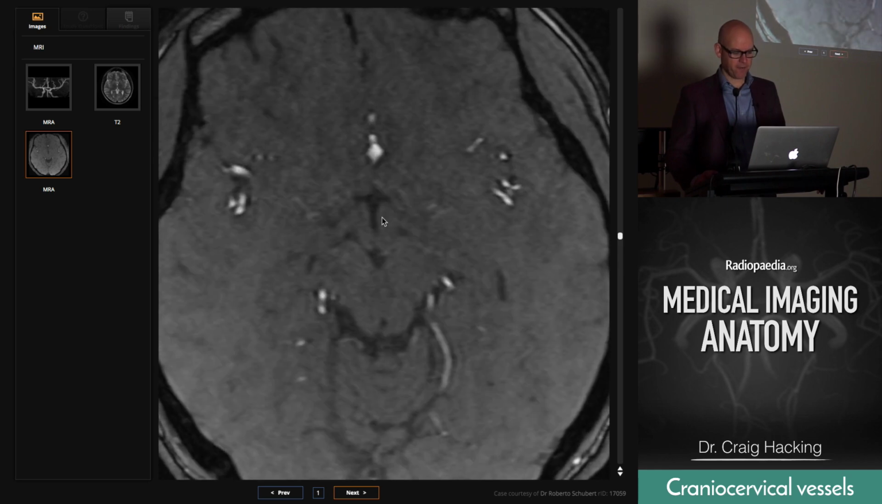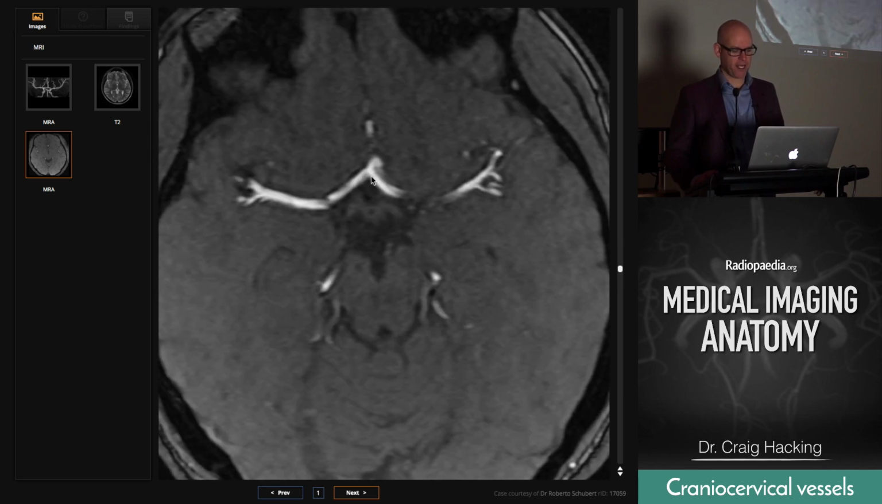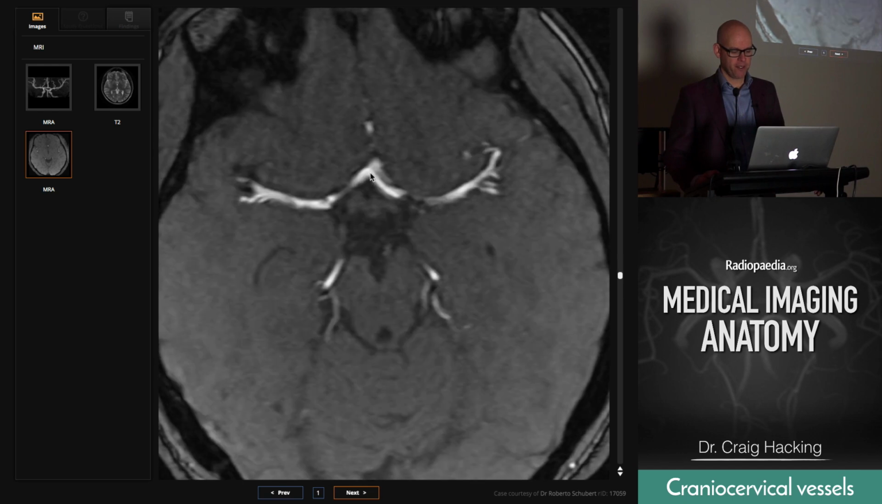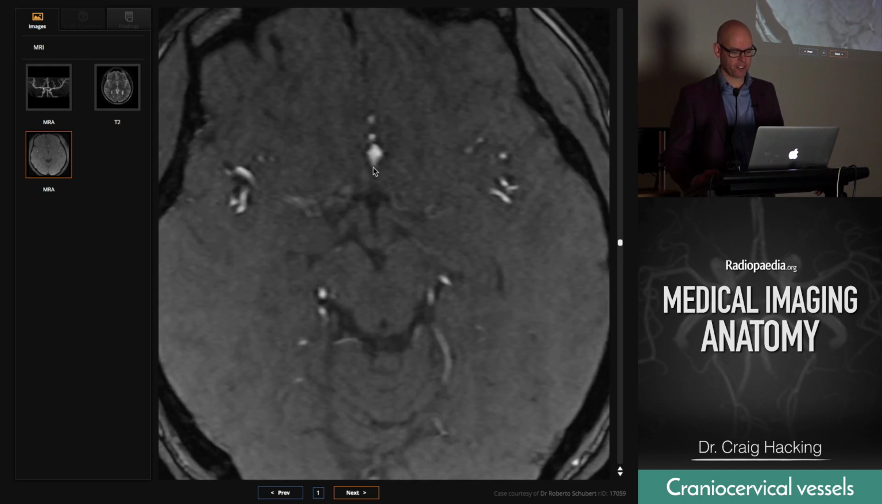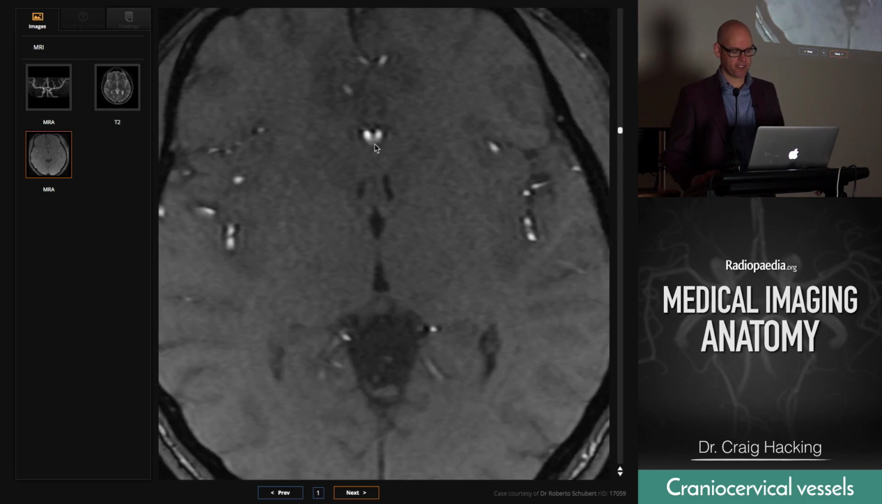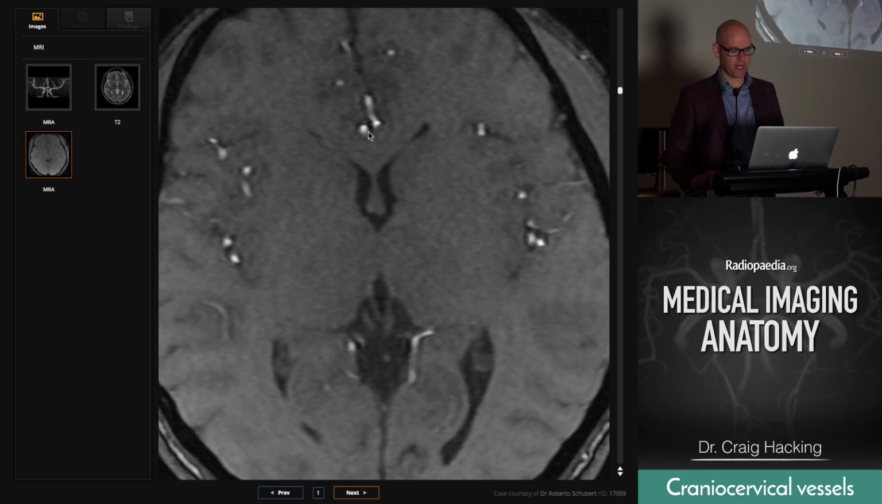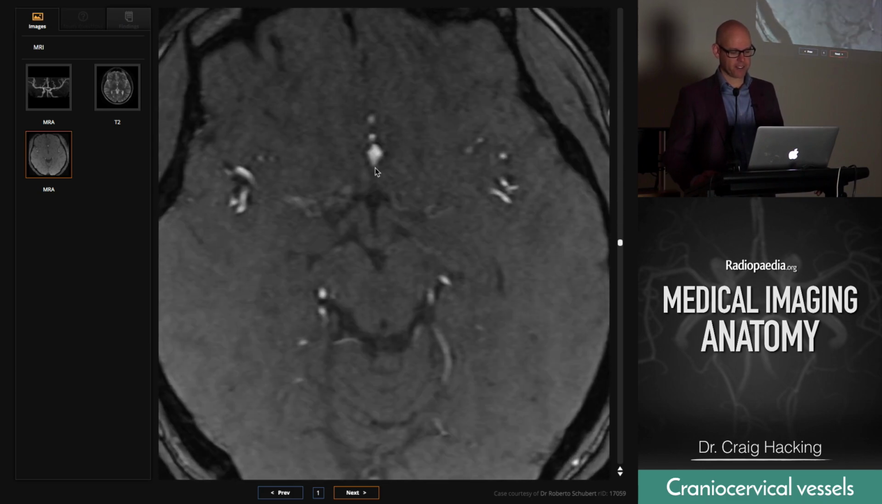They're pretty common. This is a nice variant where you've got A1s that both join. You don't have an anterior communicating segment because they join together and you've got one big A2, which is called an azygous ACA, and then it divides into a couple of A3 branches there. So you've got bilateral vessels, but you've got this single midline trunk, which is the azygous ACA.